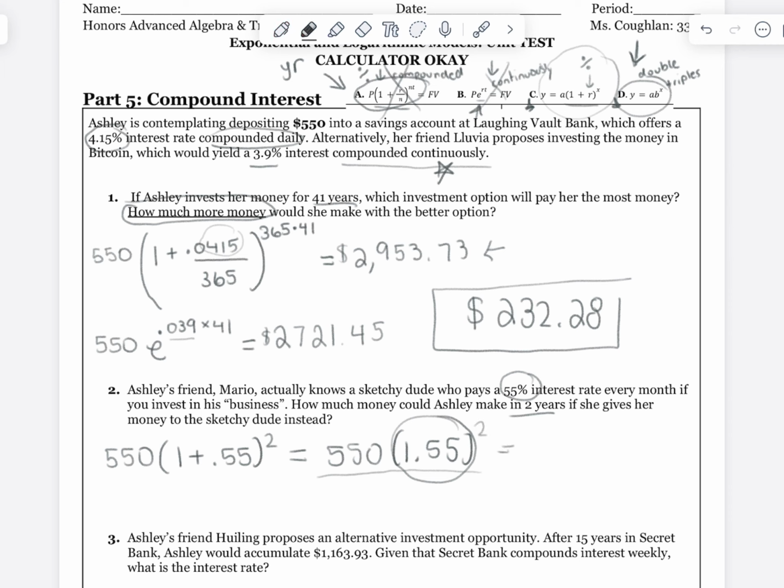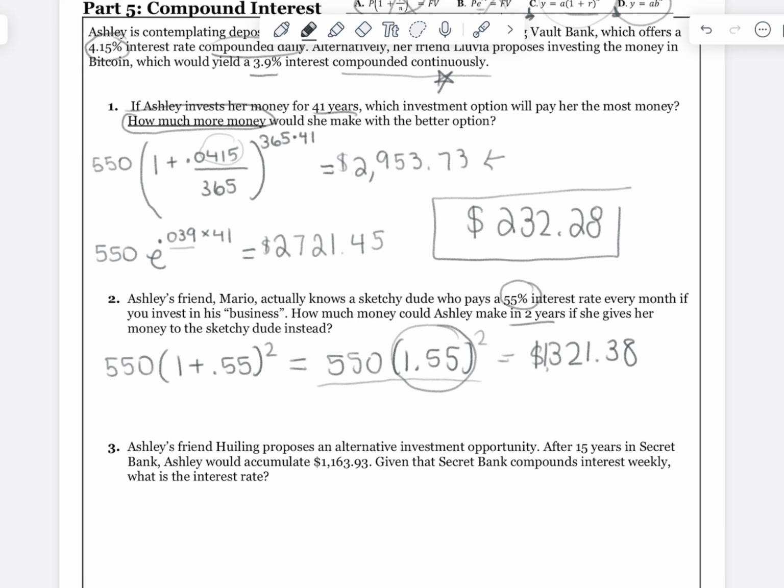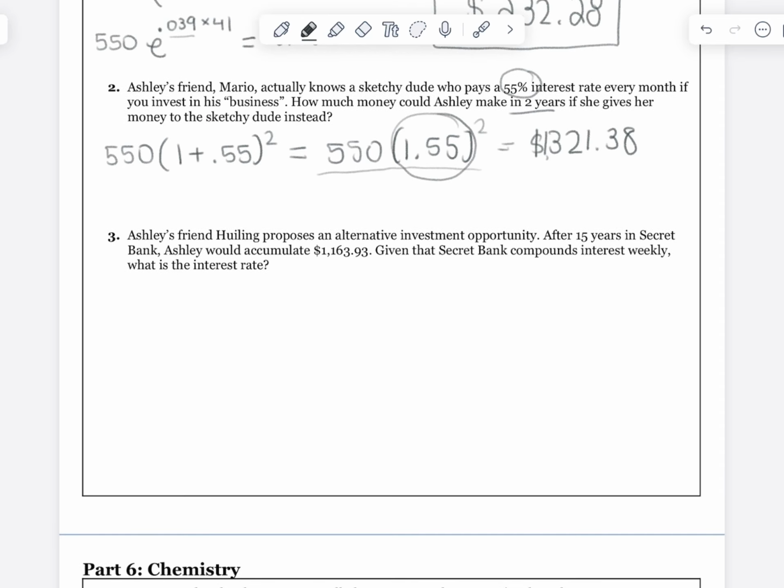And I'm going to put that in my calculator. 550 times 1.55 to the second power. And you'll see here that Ashley makes $1,321.38. Right, you can also... Actually, never mind, it's fine.